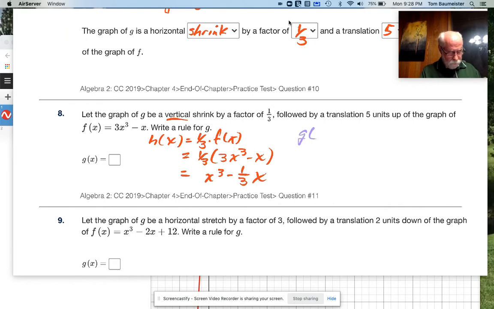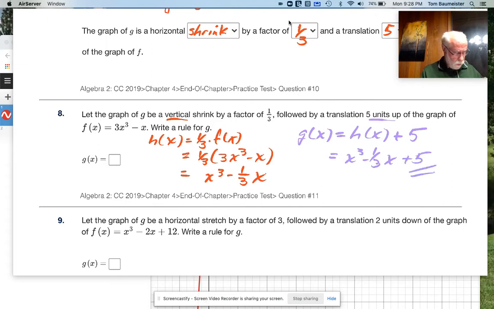So g of x is going to be, again, a translation up or down. Up or down means it's on the outside. So we're going to take whatever our h of x was and just add 5 since it's up to what we have. So our answer then will be x cubed minus 1/3 x plus 5. And that'll go here. So x cubed minus 1/3 x plus 5.